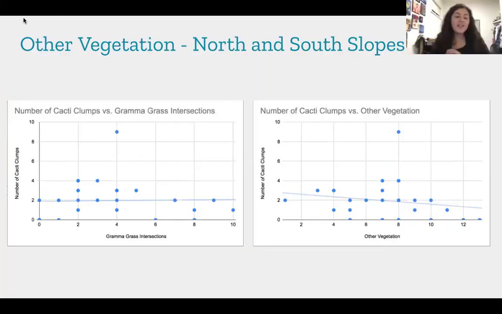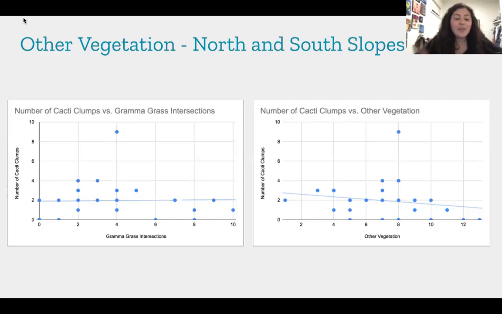Sweet. So along the way, there are also a lot of really interesting types of plant species along the north and south slopes, such as sage, oats, and different types of grass, which ultimately had a relationship with the number of cacti clumps throughout the hill. The graph on the right shows the number of cacti clumps versus other vegetation. Basically, as the amount of other vegetation increased, the cacti clumps remained consistently low and steadily decreased. This could be because of more species to compete with for light, water, and nutrients within the area. And obviously we have this one outlier, which could have been a disturbance or something else.